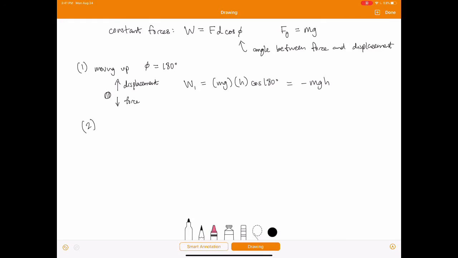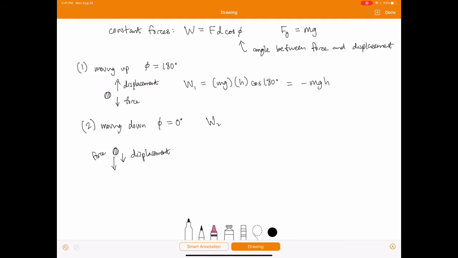The second part is when we're moving down. And we can draw the picture of the ball again. The force of gravity doesn't change. It's still pointing straight down. But since we're moving down, the displacement is now down. And so the angle between force and displacement is 0 degrees this time. They're pointing in the exact same direction.